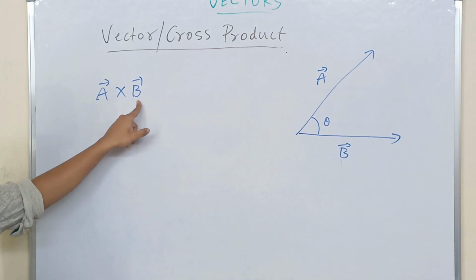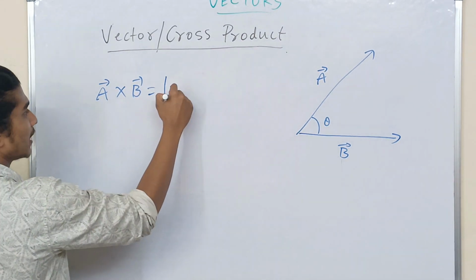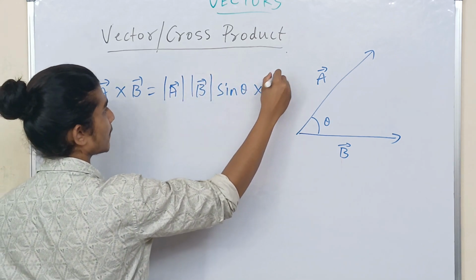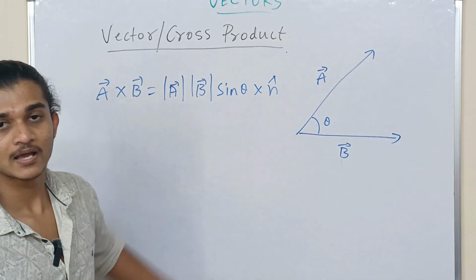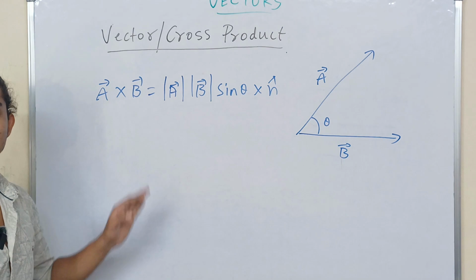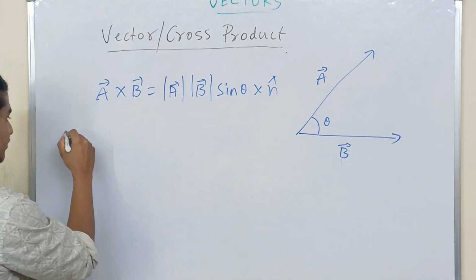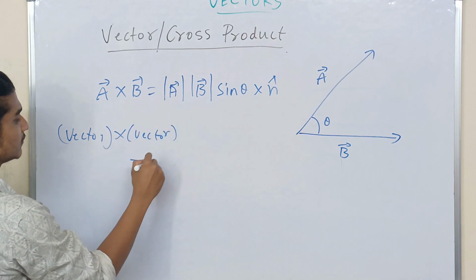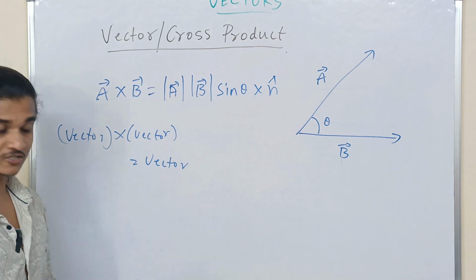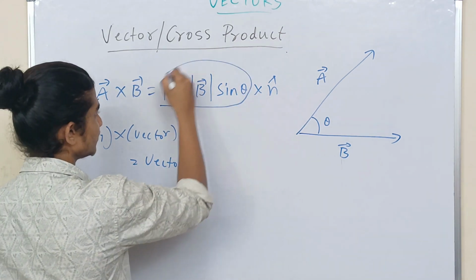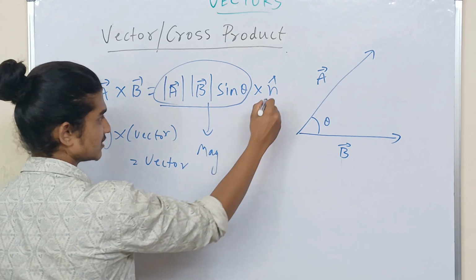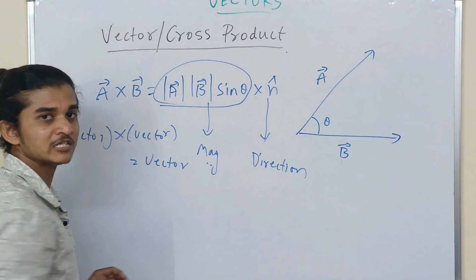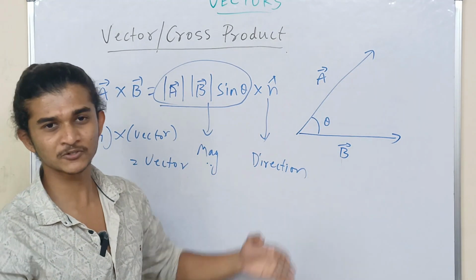So a cross b vector is defined as magnitude of a into magnitude of b into sine theta into n cap. Now what is this new thing, n cap? As I told you before, a vector product is when you get a new vector. So when you multiply vector into vector, you are going to get a new vector. That's what the fundamentals of cross product are based upon. This particular part gives the magnitude of the new vector, whereas this part gives the direction of the new vector. The magnitude you can easily find from the question.